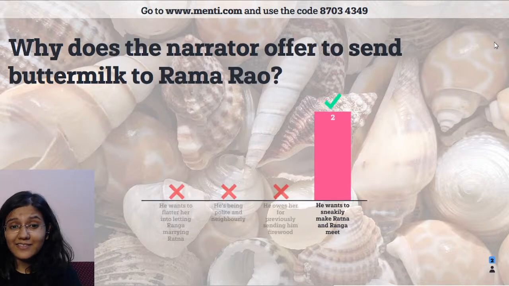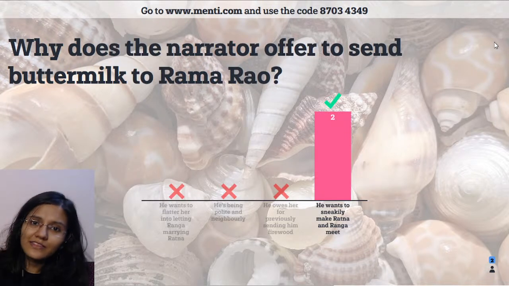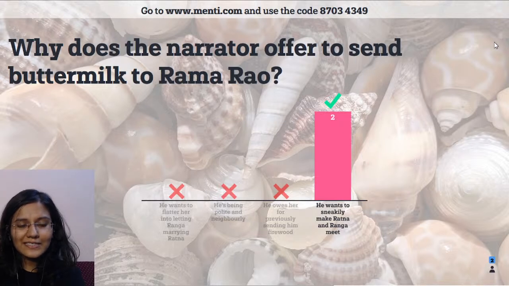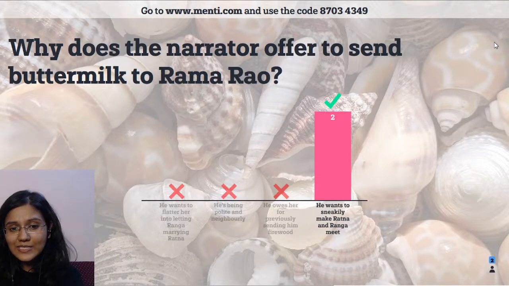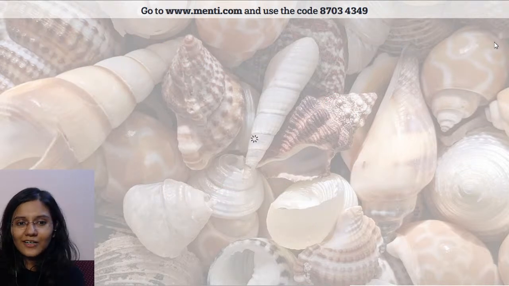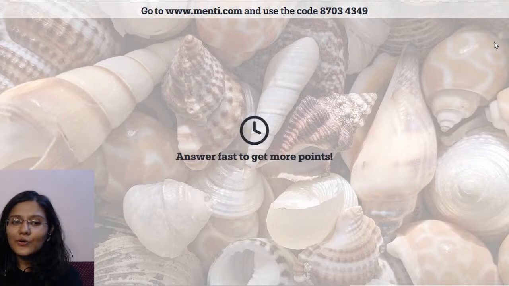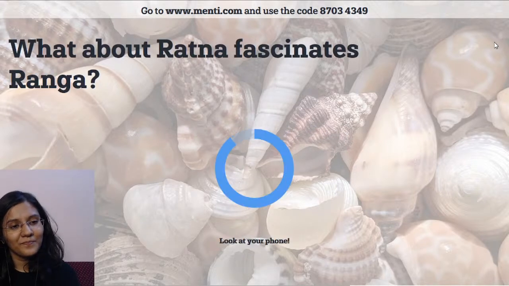Yeah, that's the right answer. He goes over and he's like, oh, I'll send you buttermilk. Will you send Ratna to my house to get the buttermilk? So he's setting up Ratna to be sent to his house, and at the same time he sends for Ranga, and Ranga also comes to his house. So Ratna and Ranga meet. We only have 7 more questions.